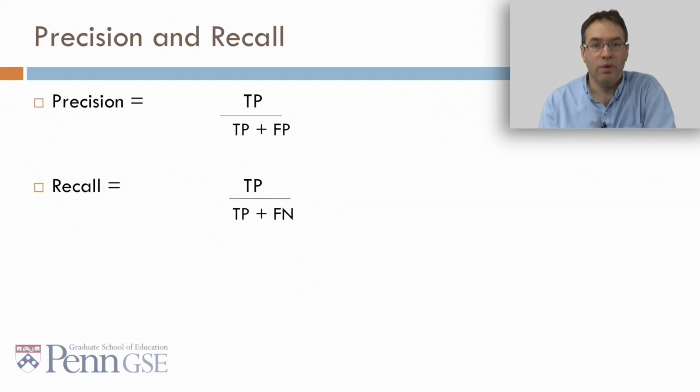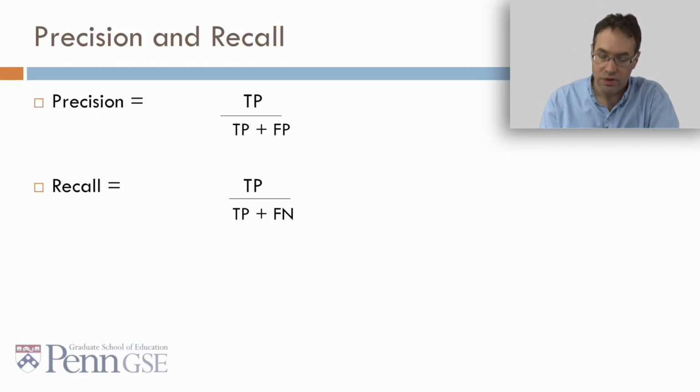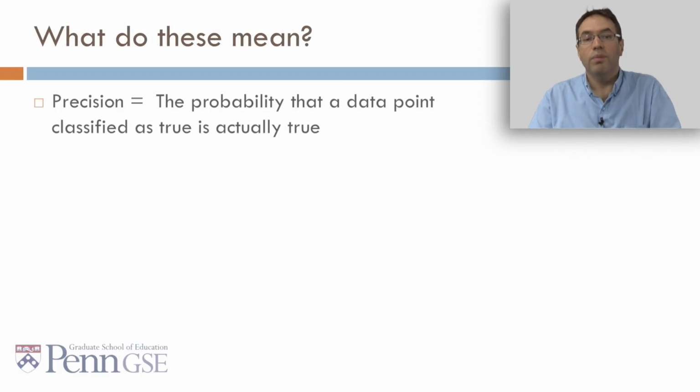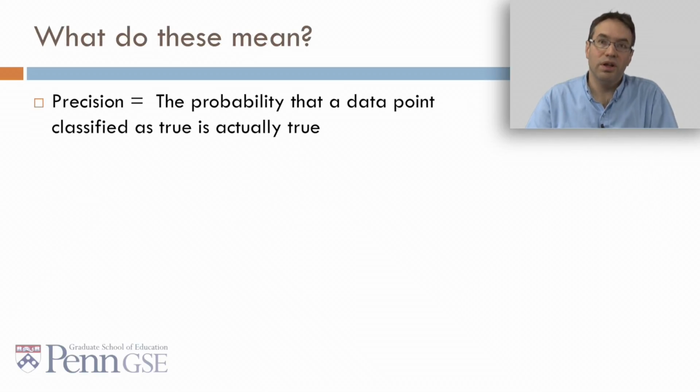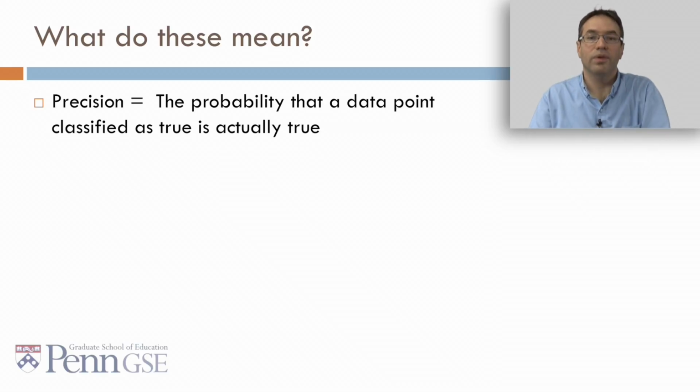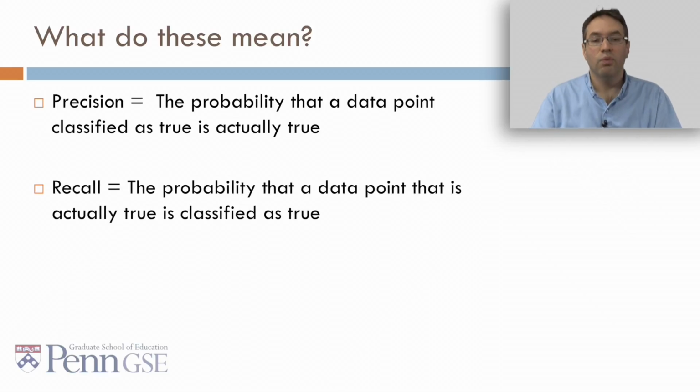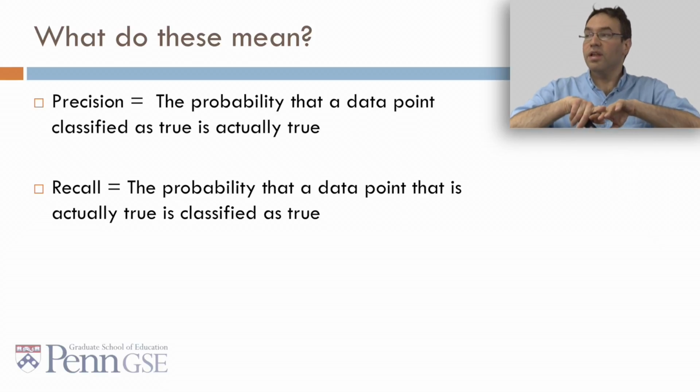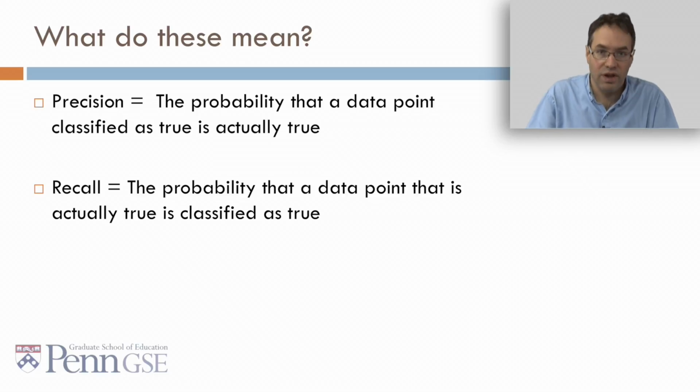Another couple important metrics are precision and recall. Precision is the true positives divided by the true positives plus the false positives. And recall is the true positives over the true positives plus the false negatives. So what do these mean? Well, precision is the probability that a data point classified as true is actually true. So if your model says, this is what I'm looking for, is your model right? Recall says the probability that a data point that is actually true is classified as true. So what this means is, if I'm looking for this, what's the probability I'm actually going to find it?